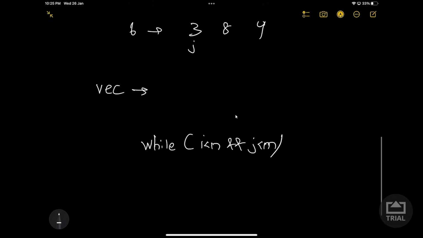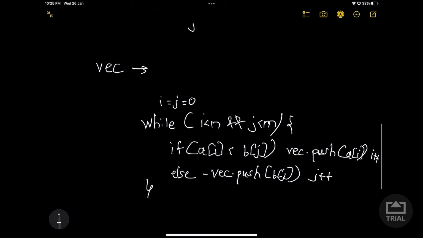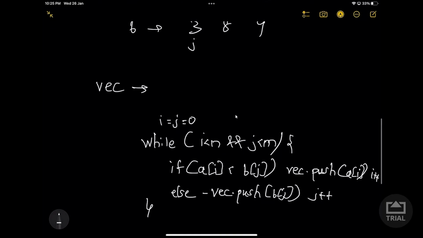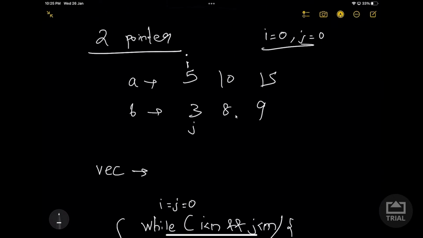So we'll apply a while loop while i is less than n and j is less than m. Initially our i and j equal 0, and what we can do is, if A of i is less than B of j, then we will push A of i into the answer and increment i, else we will push B of j and increment j. So let's see how this algorithm goes.